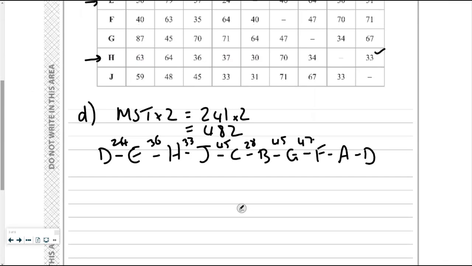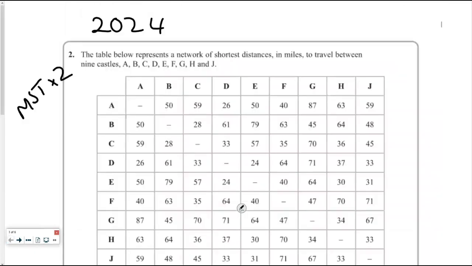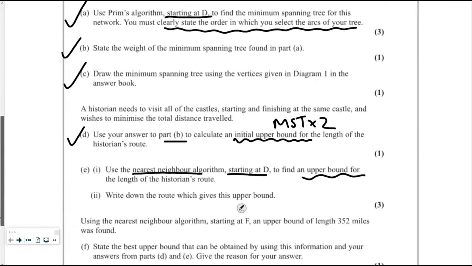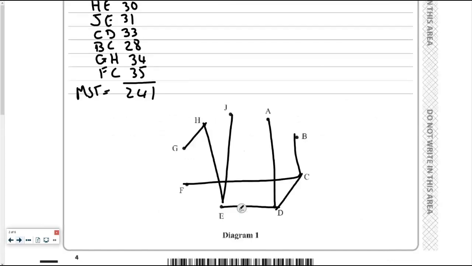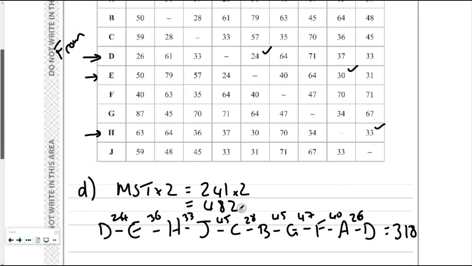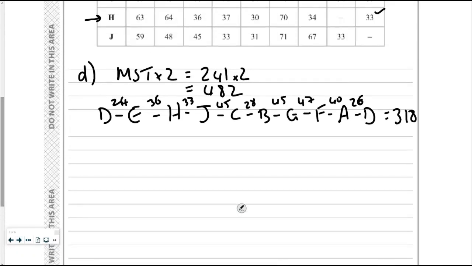Just so you can get to the important parts. So that's 318. So now let's go back to the question again. I've done that part. It now says write down which route gives the best upper bound. So I've got a choice here now, in part 1, part 2.